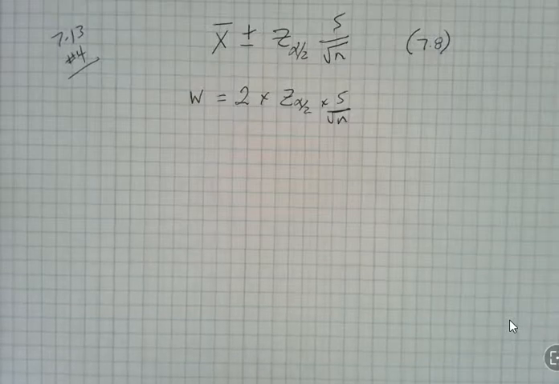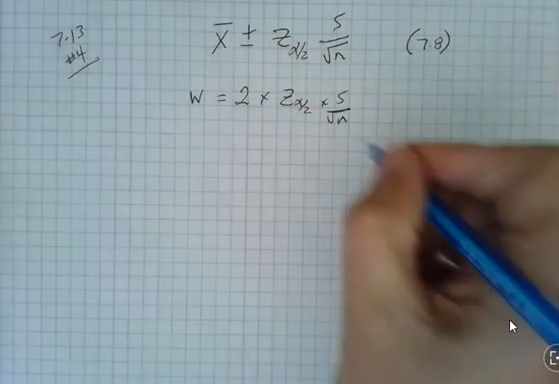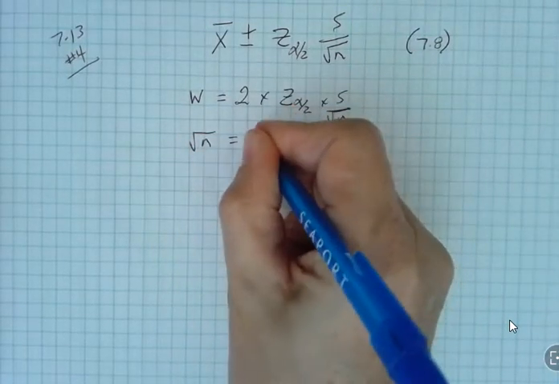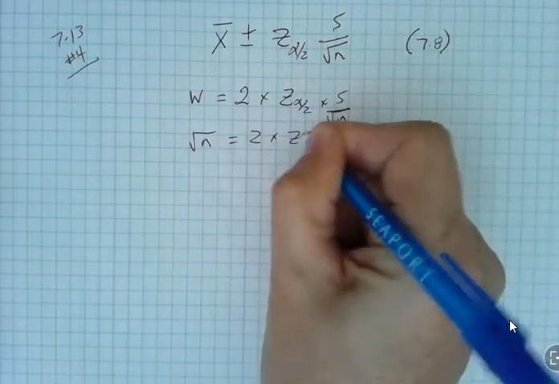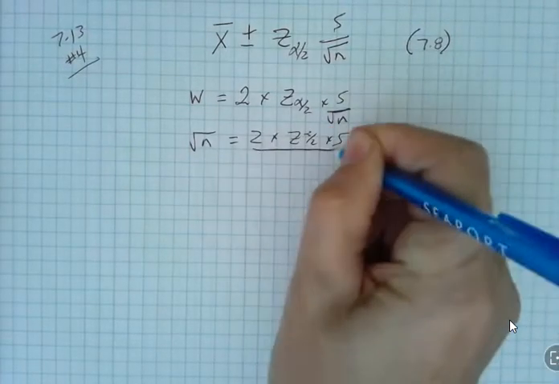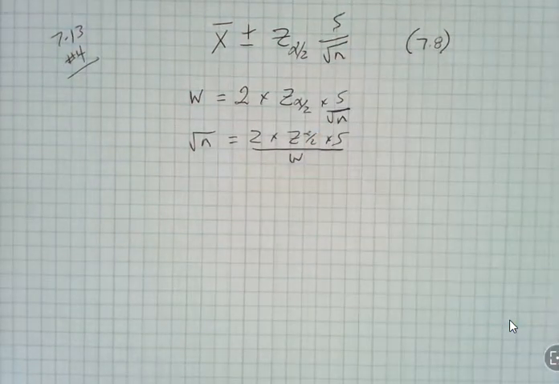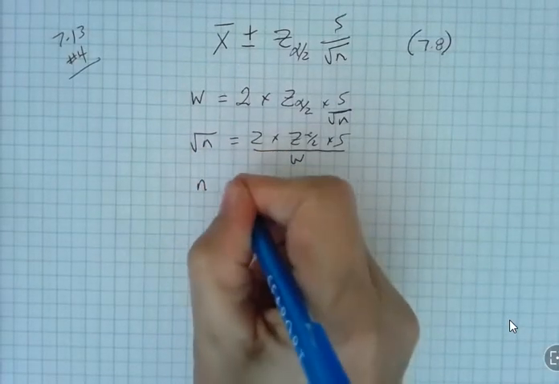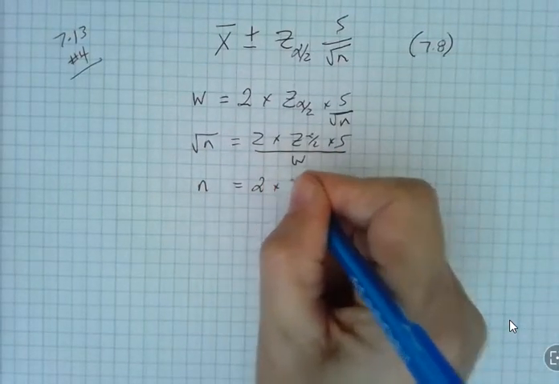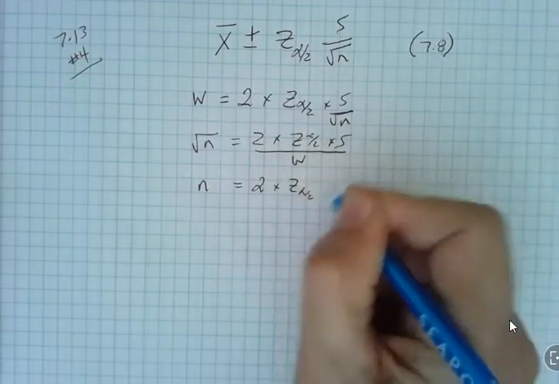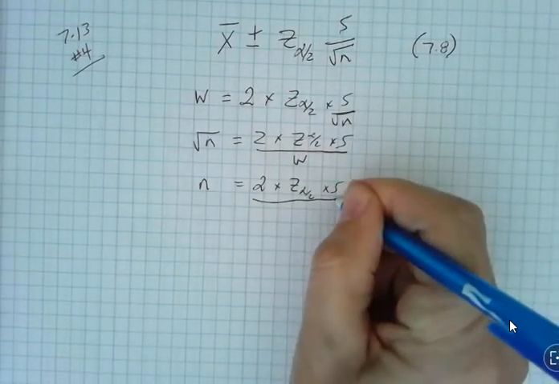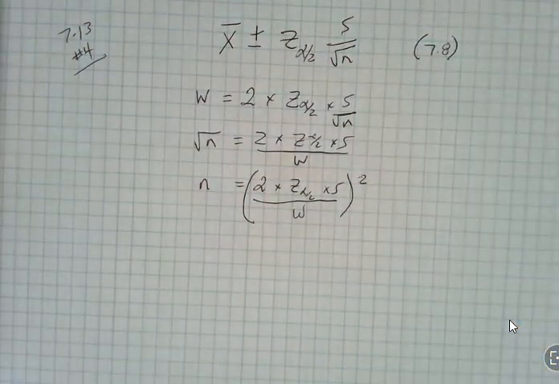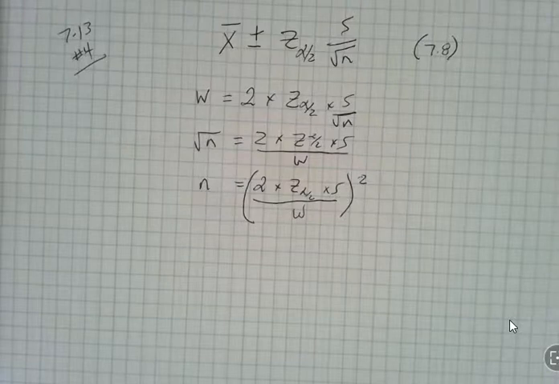So we can do some very basic algebra. We multiply both sides by square root of n, and divide both sides by w, so the square root of n equals 2 times z alpha over 2 times s over w. So there we've converted the formula into one that looks for n. We can square both sides to say the n that we're after is 2 times z alpha over 2 times s over w, and take that quantity squared. So that's the formula we can derive very quickly from 7.8 to determine exactly what we're looking for.